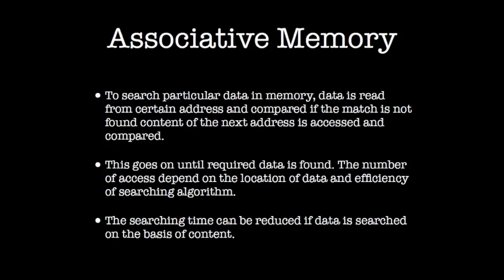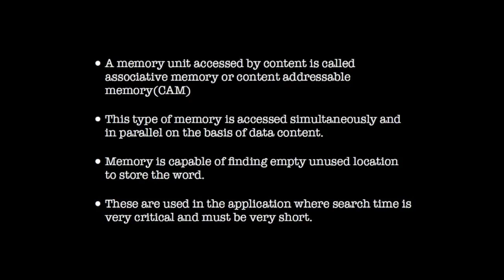Now comes the associative memory, which is our main topic, but I'll only tell you briefly about it here, and it will be explained later in the video. Now, what is associative memory? To search a particular data in a memory, data is read from a certain address and compared. If the match is not found, content of the next address is accessed and compared. So the searching time can be reduced if data is searched on the basis of the content. This is what associative memory is.